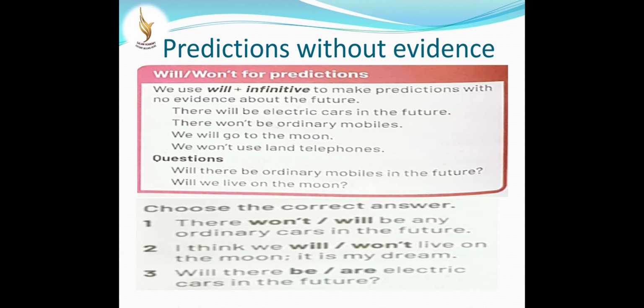Choose the correct answer. There won't or will be ordinary cars in the future. In the future, there won't be ordinary cars. I think we will or won't live on the moon. It's my dream, so I think we will live on the moon. The last one, will there be or are electric cars? Will there be, because verb infinitive.